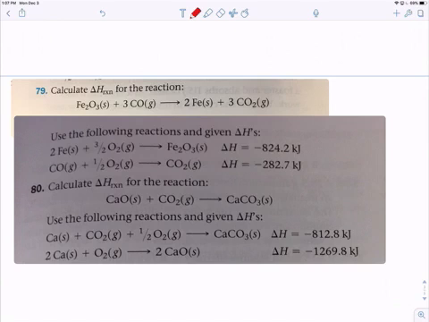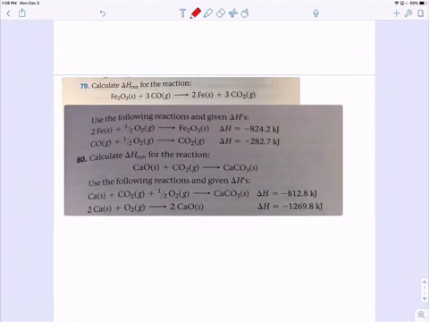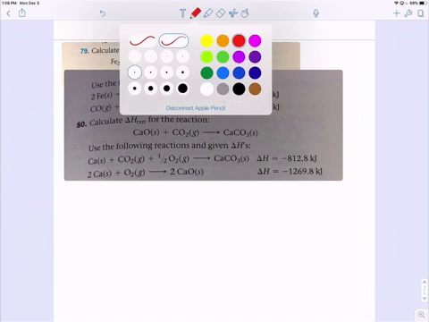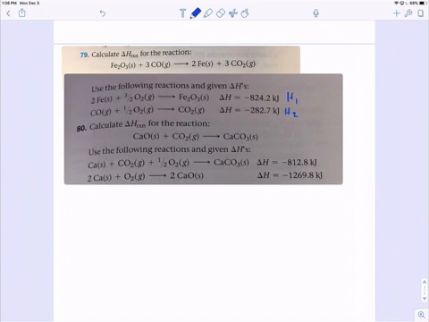Okay, dreaded Hess's law. So calculate Fe2O3 plus 3CO makes 2Fe plus 3CO2 using these ratios. So I'm just going to call this H1, call this one H2. And when you do this, make sure that the reactants are on the left and the products on the right. This first equation, Fe2O3 is a reactant, so I need to flip this one here. I'm going to keep the second the same because CO is a reactant and CO2 is a product.